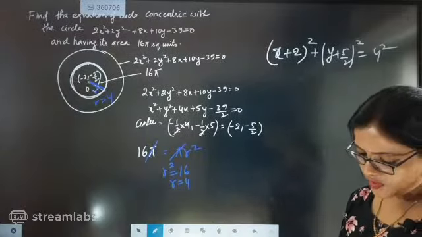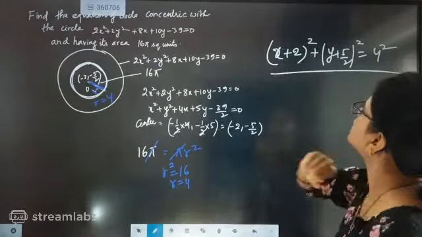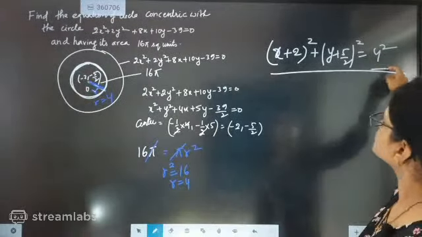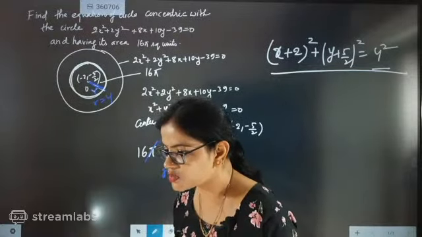So this equation is coming as x plus 2 whole square plus y plus 5 by 2 whole square equal to 4 square. So this will become the equation of the circle. I hope everybody understood how to solve this question.